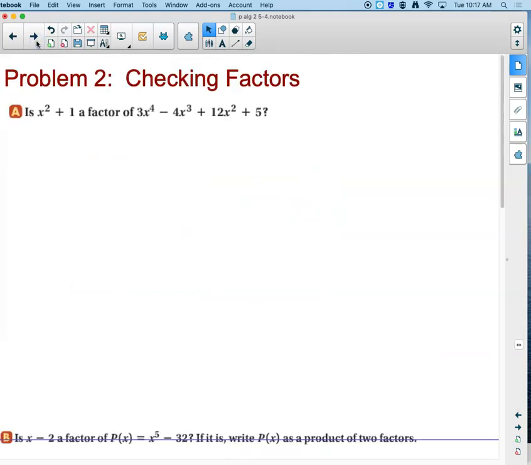So this one says, okay, let's kind of switch gears here. We just want to know, is x squared plus 1 a factor of that big mess that we see back there? And at this point, the only way we have to know that is if we divide it and we get a remainder of 0. Then it's a factor. So that's what we'd have to do.